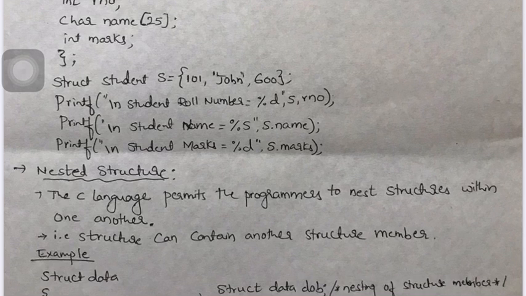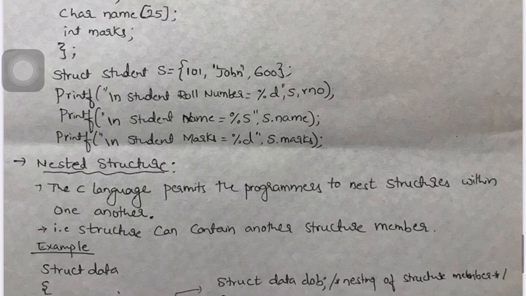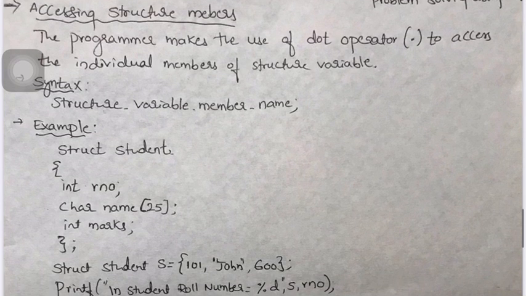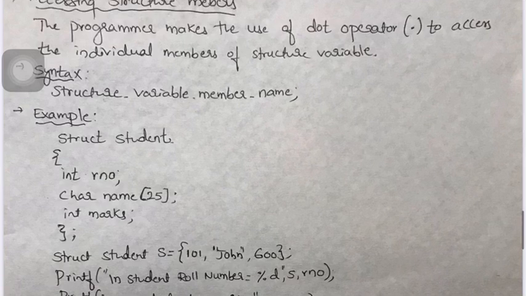It is printing the roll number. You can see here s dot roll number, that is the structure variable and the member name. S is the structure variable and member name is the roll number. Again we are printing the name, that is s dot name. Then marks. So this is how we are accessing the individual structure members.